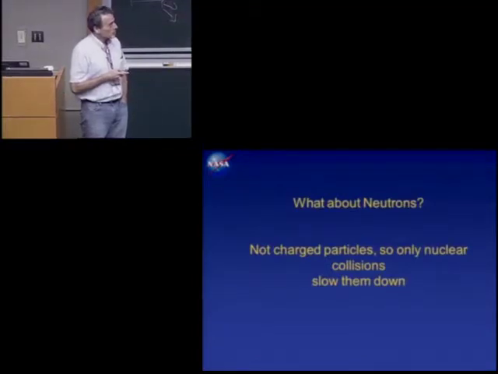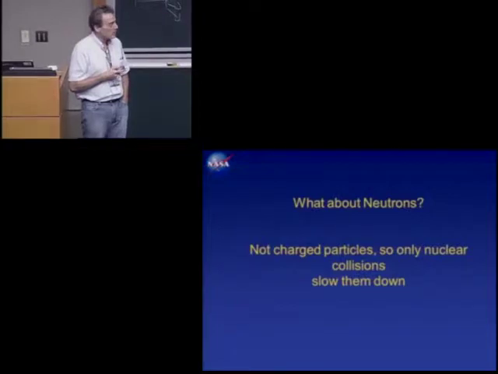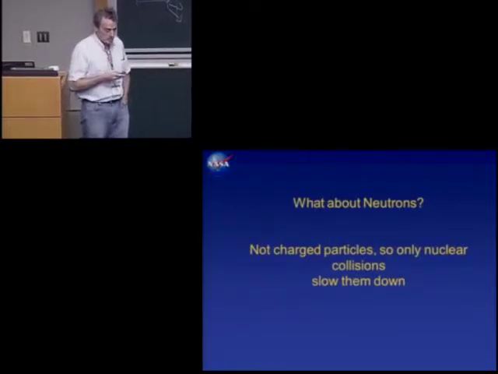Okay, so what about neutrons? They're not charged particles, so how do you slow them down and stop them? The only way is through nuclear collisions. So they suffer elastic collisions and then nuclear reactions where they produce different particles, and when they do that, they give up energy, and that's the only way you slow them down. So when you talk about the range of neutrons, they're going to travel very far compared to a charged particle, because they don't have that charge to have the dE/dx to slow them down.